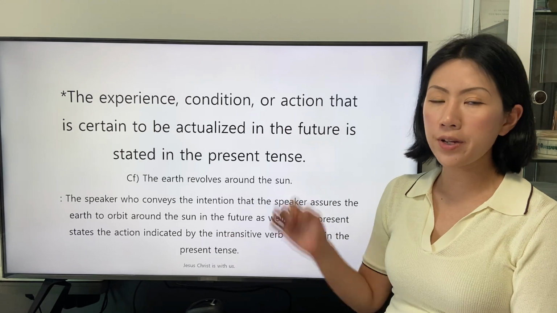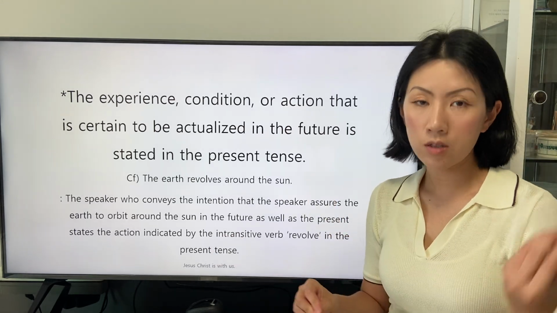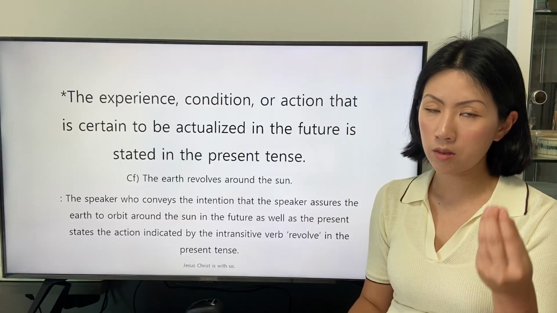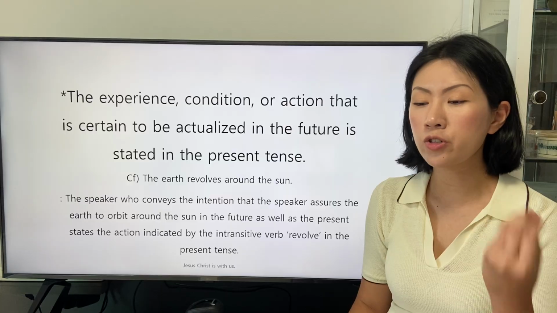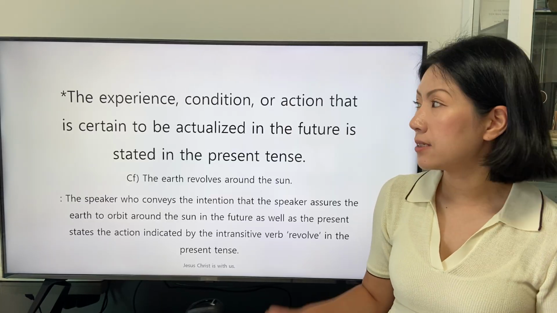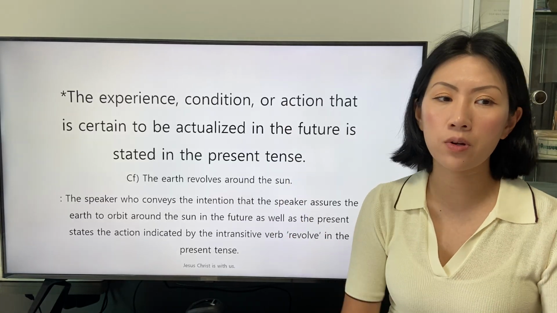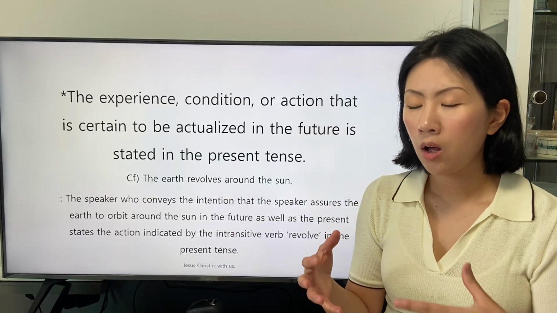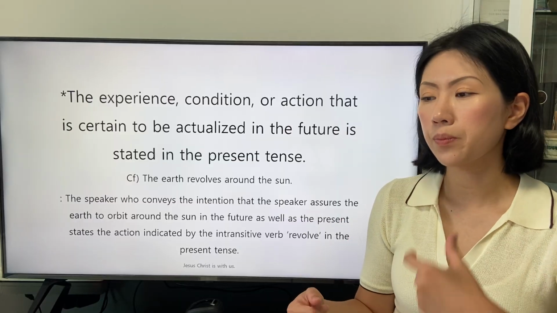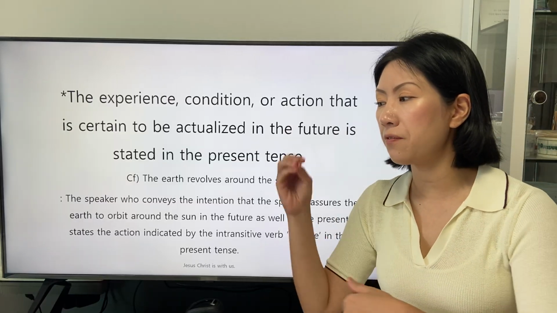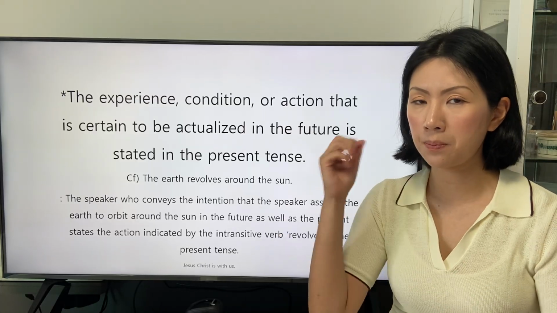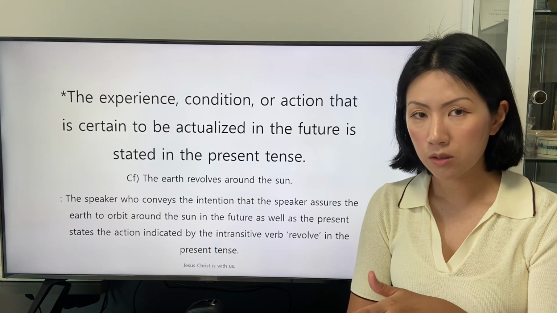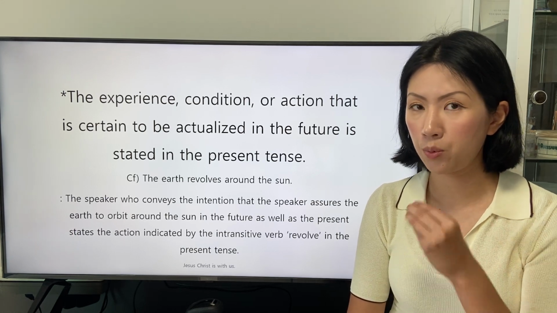Yeah, there is a reference. This is studied in the previous class for studying the conjunctive adverb when. Let's review this together. This one is about stating a definite, a certain experience, condition, or action for the future in the present tense, because it is too obvious to use the modal verb will.